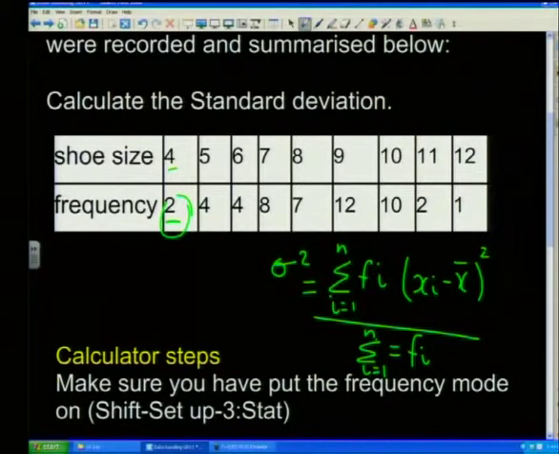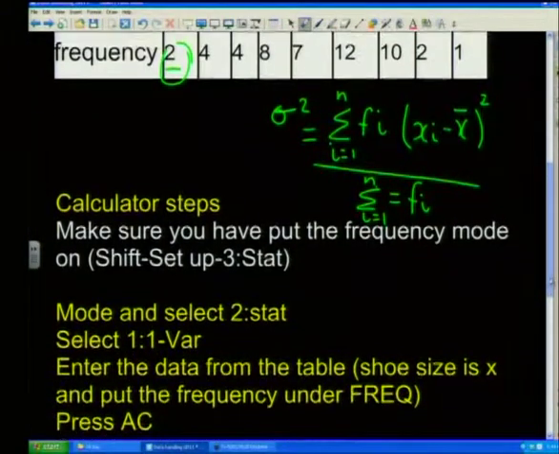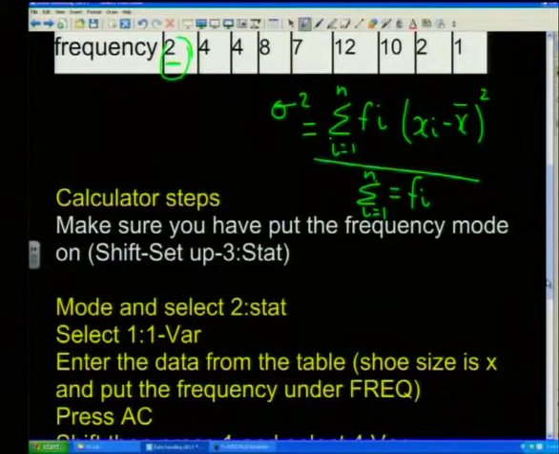Okay, so they give you that table, they say calculate the standard deviation. Now the formula you're going to use to work out standard deviation, if you're doing this manually, is sigma squared is equal to the sum of all the squared deviations from the mean times the frequency. So you're going to find the sum of all the frequencies times the squared deviations, and then you're going to divide all of that by the total or the cumulative frequency.